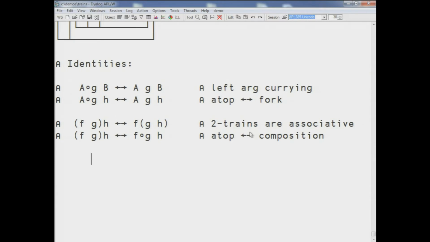And the way I get my head around the 2-train is that, used dyadically, if you give it a left argument, the left argument hops over the first function and is an argument to the second function. So in both cases, if you think of a left argument hopping over the first function and being an argument to the second, if that's also a 2-train, it'll hop over that again. So it's a very straightforward identity. But we'll see in a moment how that's a pleasant thing.